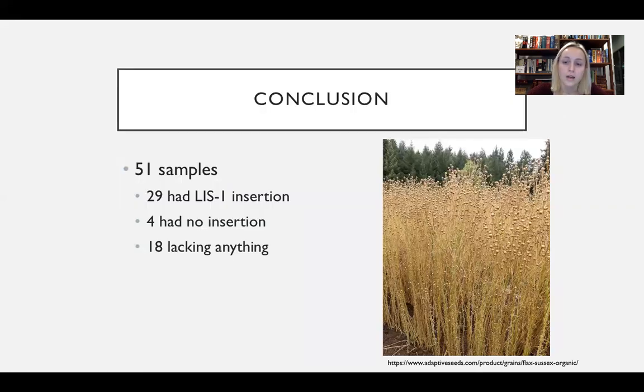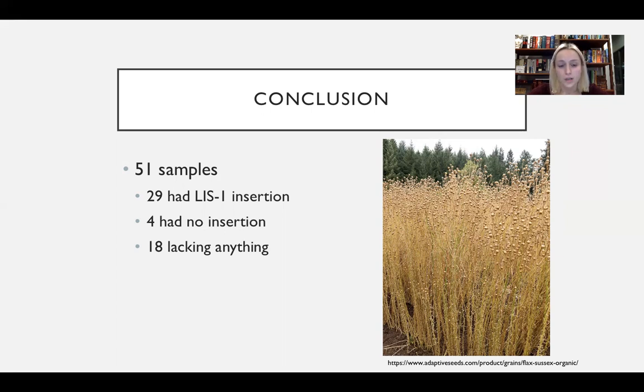And so in conclusion, there were 29 samples that had the LIS1 insertion, and 4 of them had no insertion, and 18 of them lacked any indication of insertion based on table 4. But looking back at table 4 and table 5, you can cross the information. And for 4 of those samples that had no insertion, they actually are showing that there are some genetic changes occurring from scaffold 1 and scaffold 4 due to the 1000 base pair length appearing in their gels.